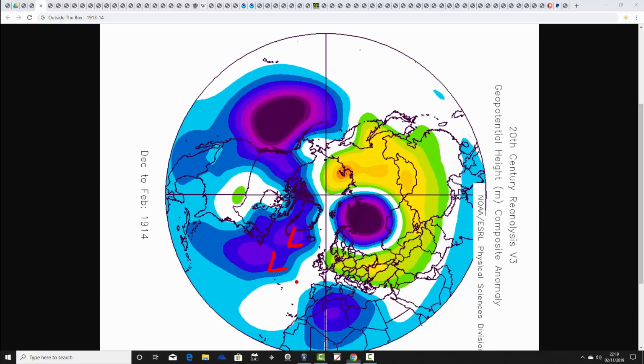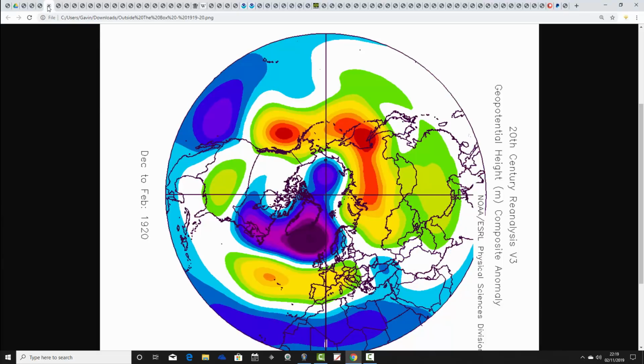The next one is 1913-1914. This one with below average heights to the west and to the south, above average heights to our east. And so this is a mild winter, quite an unsettled winter as well, as we bring the winds in from west or southwest. There's a lot of mild weather on offer, and it is quite unsettled at times too.